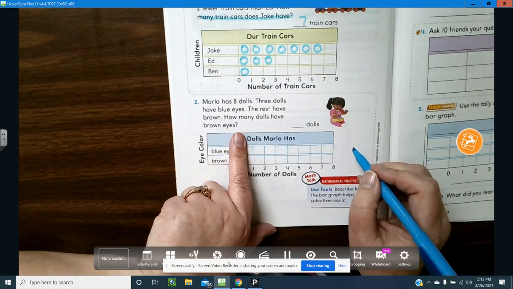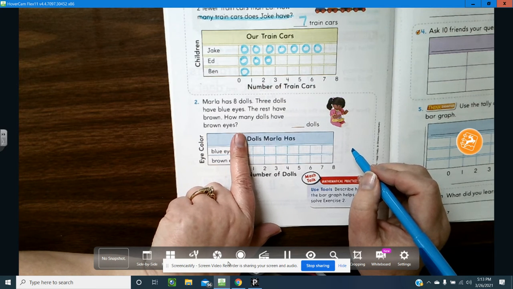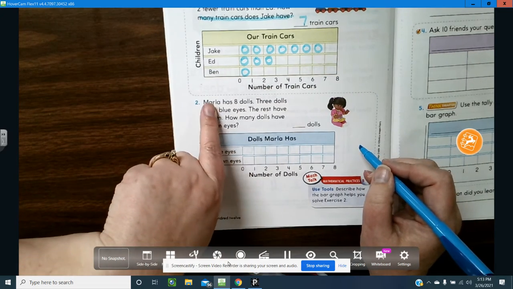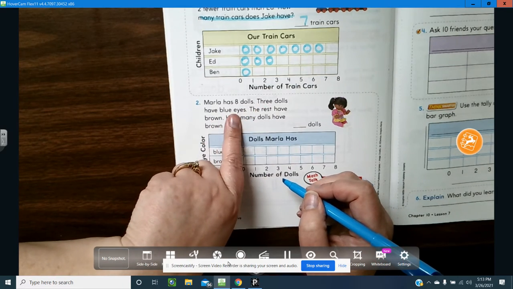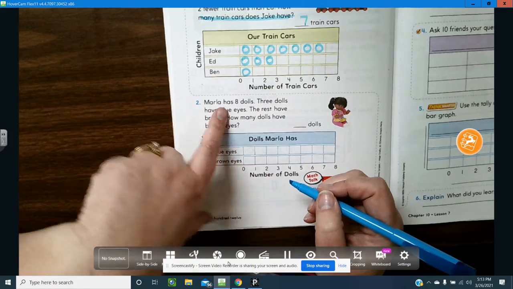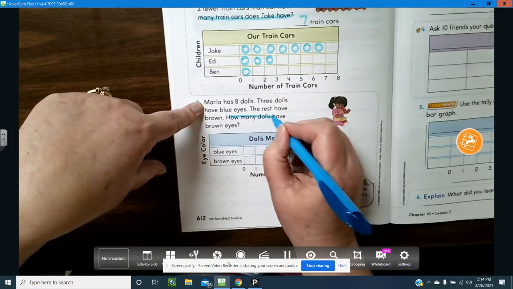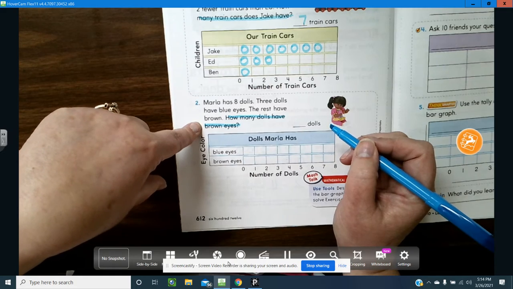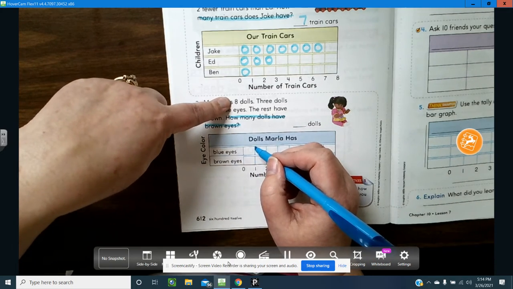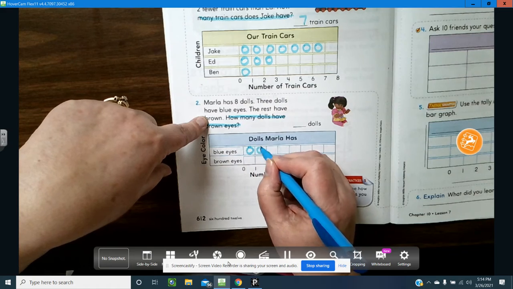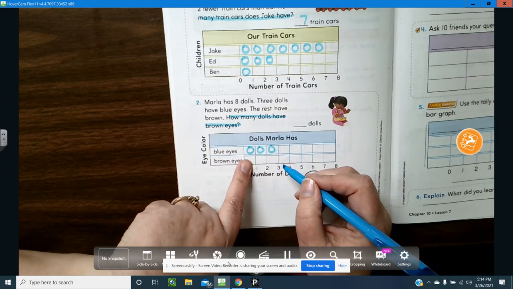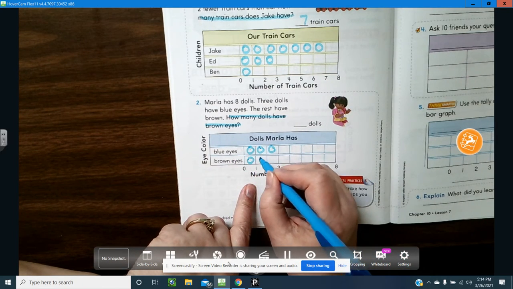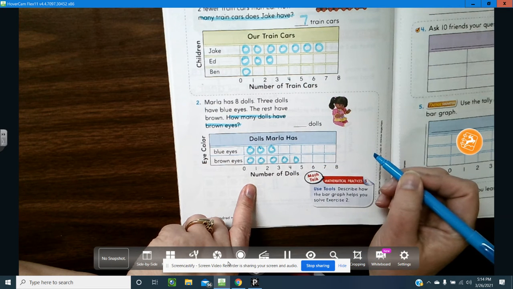On number 2, Marla has 8 dolls. 3 dolls have blue eyes. The rest have brown. How many dolls have brown eyes? So Marla has 8 dolls. 3 of those have blue and the rest have brown. So the question says, how many dolls have brown eyes? So there were 8 altogether and 3 have blue. 1, 2, 3. All the rest have brown. So we have to count to 8. 1, 2, 3, 4, 5, 6, 7, 8.